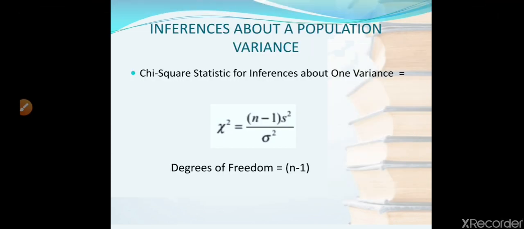In many situations, responsible decision makers have to make inferences about the variability in a population. In this section, we shall see how to make inferences about a single population variance. The chi-square statistic for inferences about one variance is given by n minus 1 times s square upon sigma square, where s square is the variance of the sample and sigma square is the variance of the population, and degrees of freedom for this distribution is n minus 1.